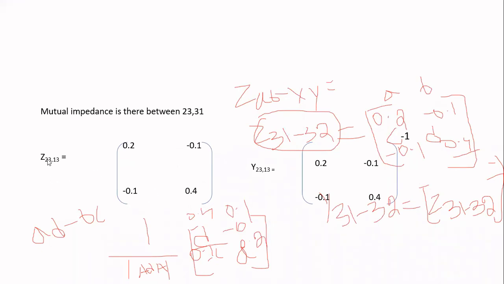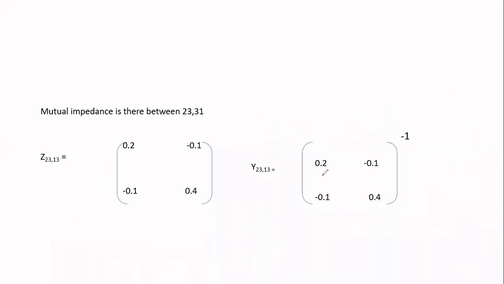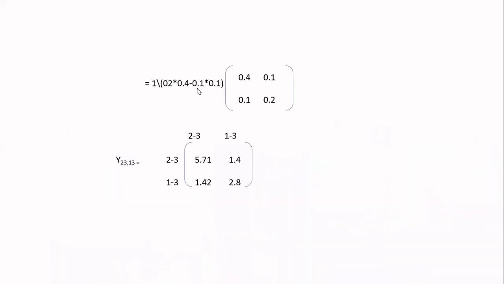This is the Z matrix: 0.2, minus 0.1, minus 0.1, 0.4. Next we find the Y2313 matrix. This will be formed by using the inverse of the Z matrix. This is the Z matrix inverse. Then we obtain Y2313. This is the formula for that inverse.